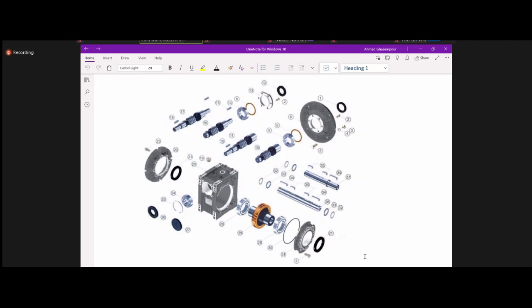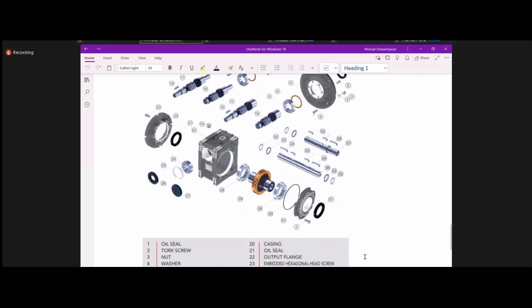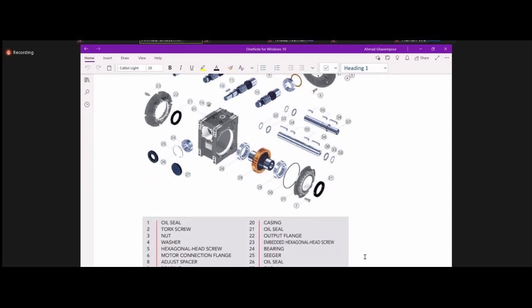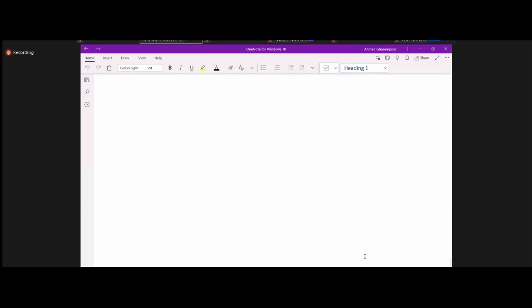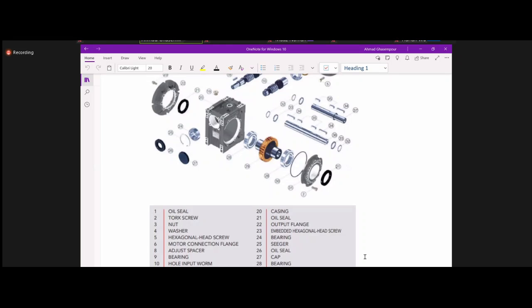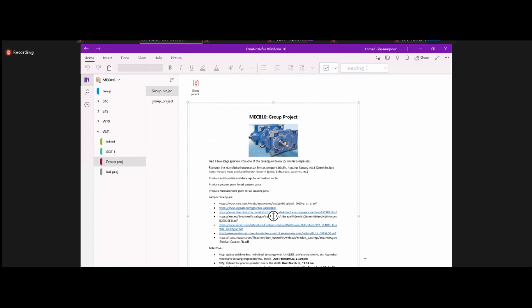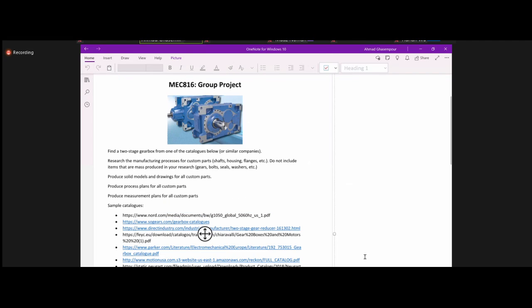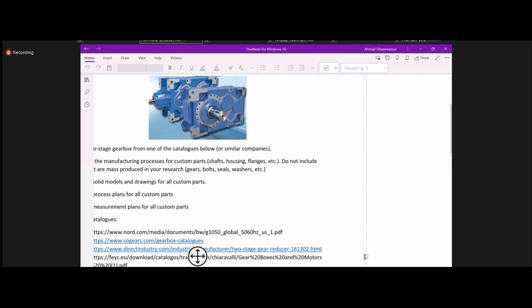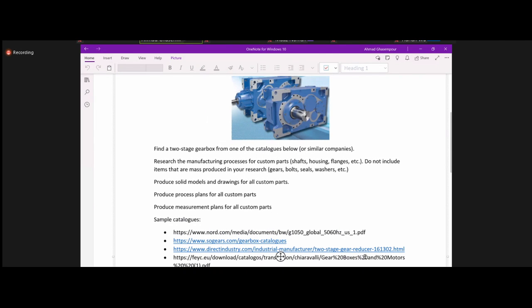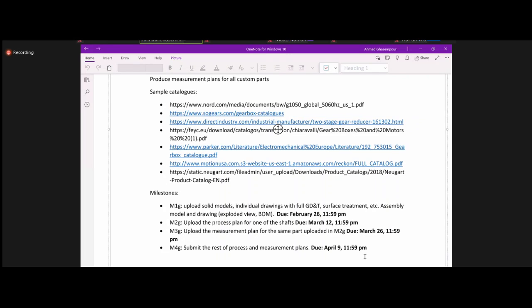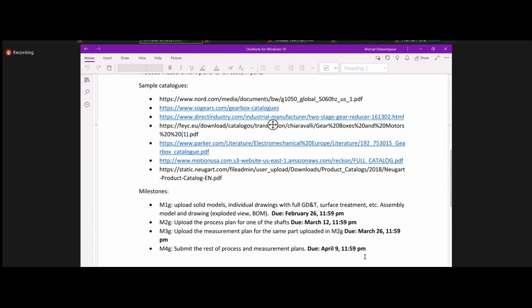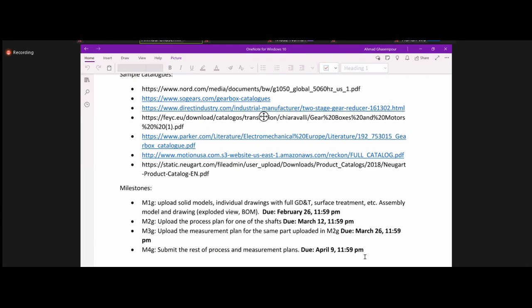Modeling a gearbox, like a two-stage gearbox, and all the components. If you look at what I posted, so that's your milestone one. You will model the parts, like as I said, flanges, shafts, and so forth.